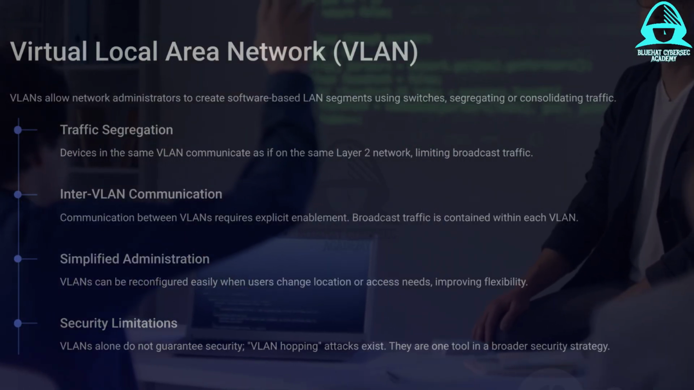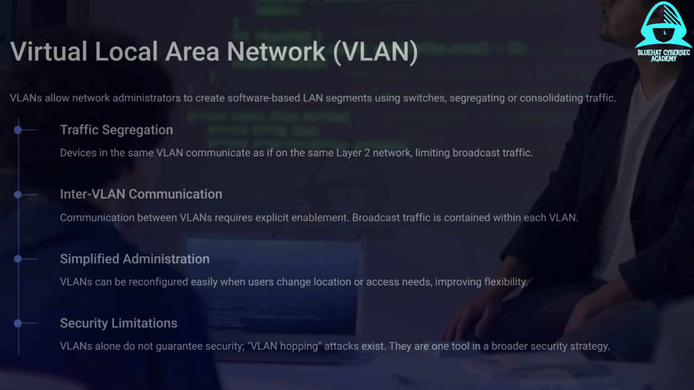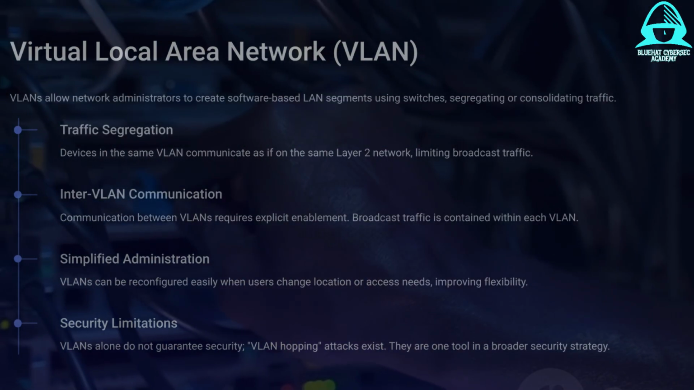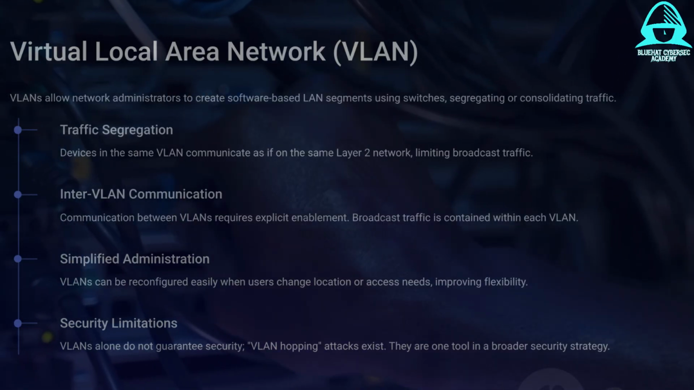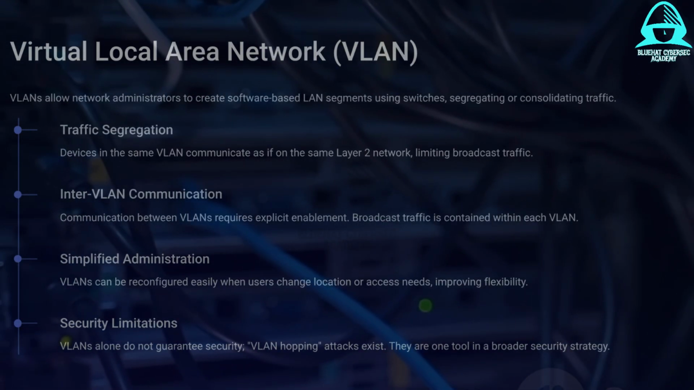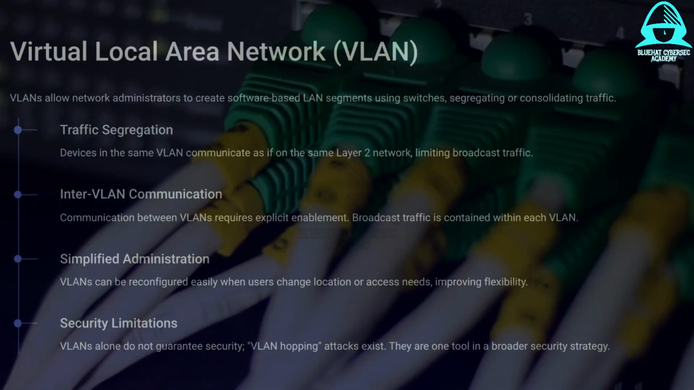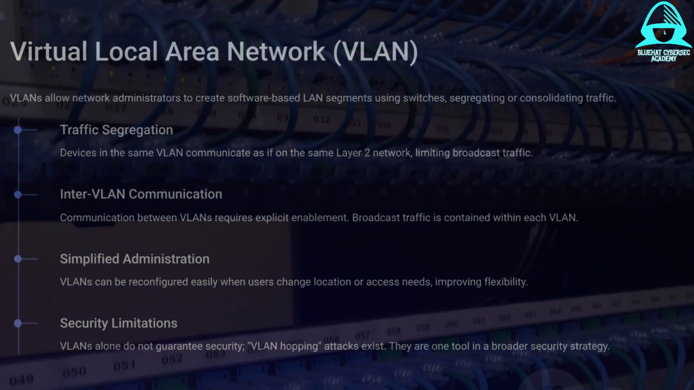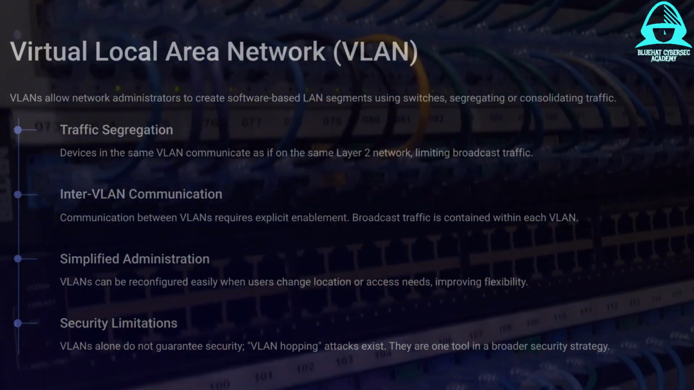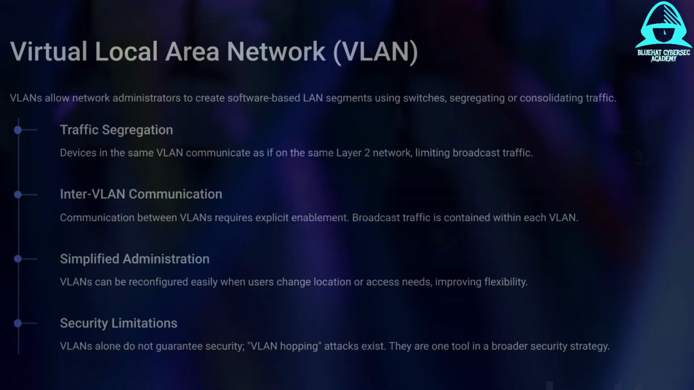Now let's move on to the next topic, which is virtual local area networks. Virtual local area networks, or VLANs, allow network administrators to use switches to create software-based LAN segments. These segments can segregate or consolidate traffic across multiple switch ports. Devices that share a VLAN communicate through switches as if they were on the same Layer 2 network. For example, different VLANs, such as red, green, and blue, can connect separate sets of ports together while still sharing the same underlying network segment, which may consist of multiple switches and their interconnections.